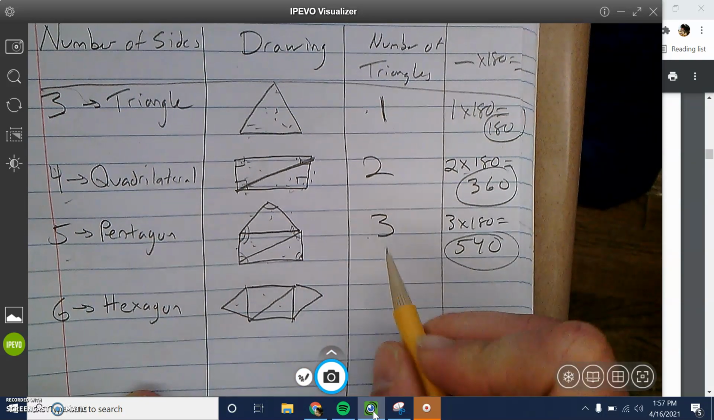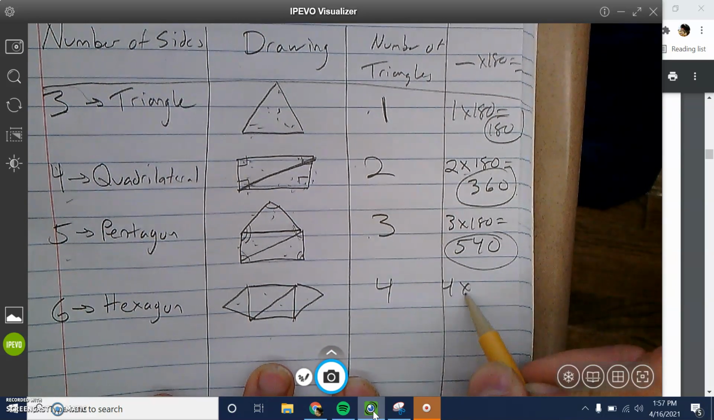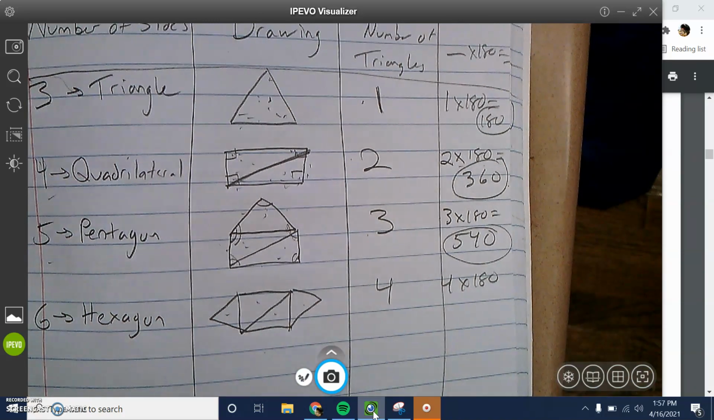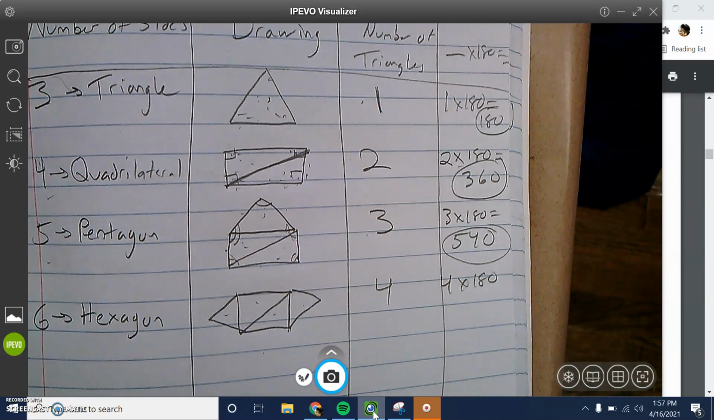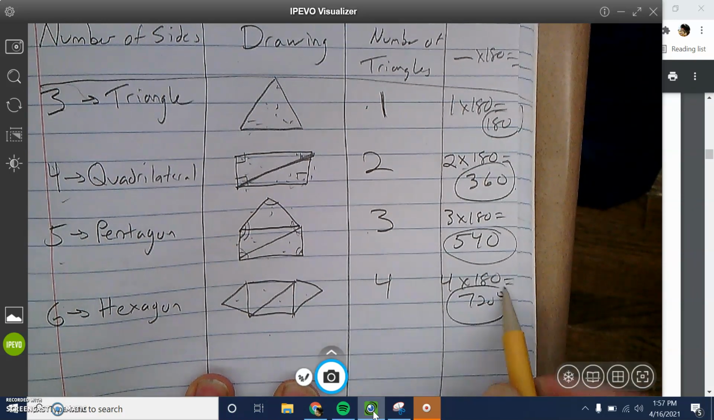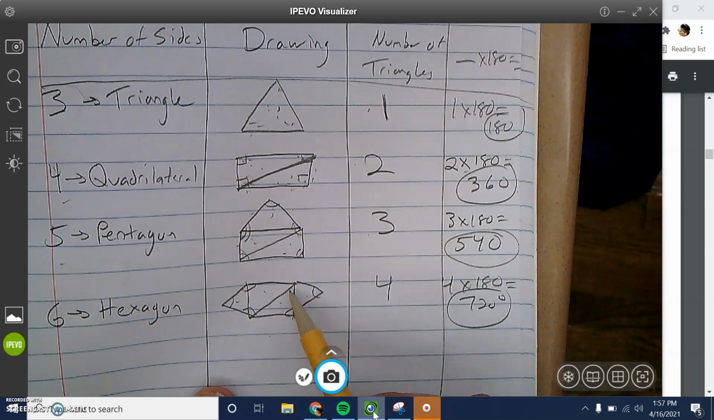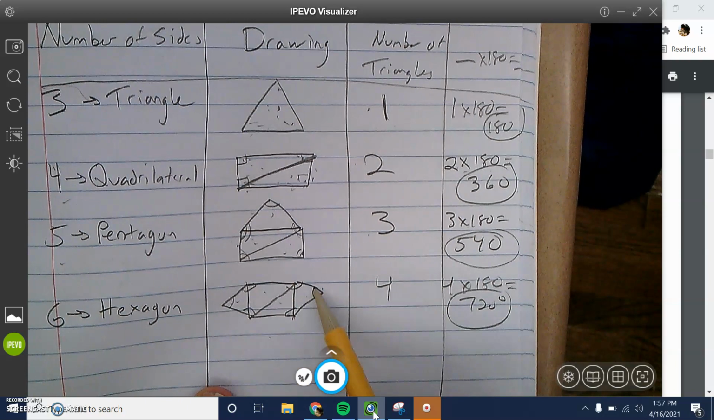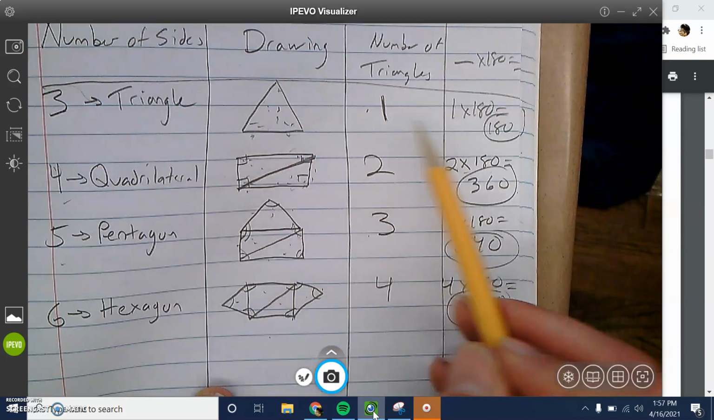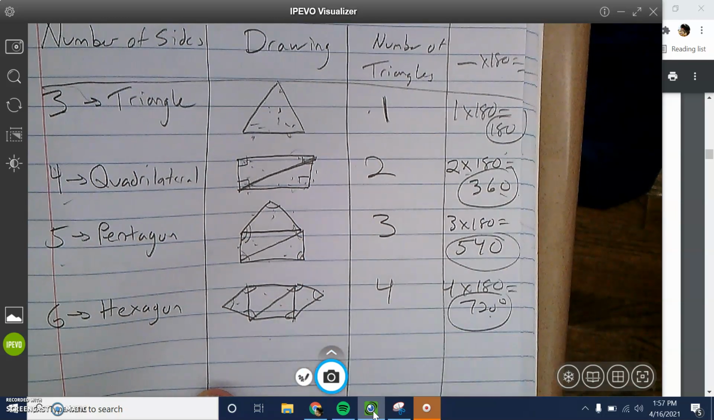1, 2, 3, 4 triangles. And so that would be 4 times 180. So all the interior angles. 4 times 180 is 720. So all the angles on the inside. So this angle plus this angle plus this angle plus this angle plus this angle plus this angle. All 6 angles inside the hexagon always equal 720. Just like all the angles inside the triangle always equal 180. Like all the angles on the inside of a quadrilateral always equal 360.